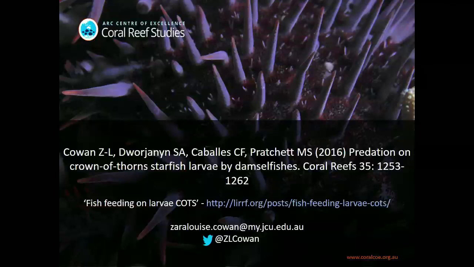So they're all wild caught. Potentially that could be a way of managing outbreaks, but I guess it's more important to look at why these populations might be decreasing. So rather than just releasing more damselfish, we want to reduce the stresses on them. But potentially.